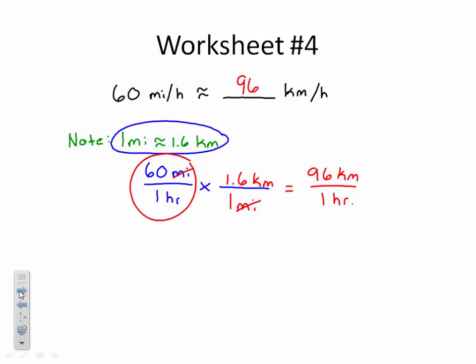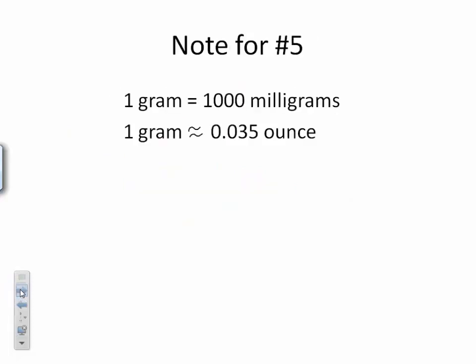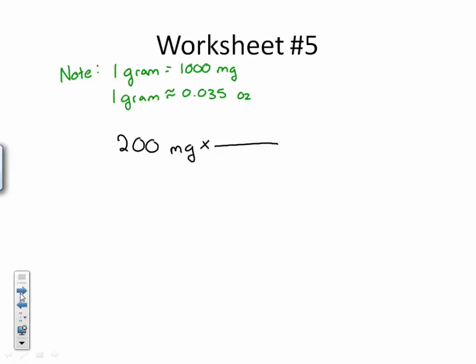Okay, now try number 5, which is a little harder. Keep in mind that you need to know these conversion rates. 1 gram equals 1,000 milligrams, and 1 gram is about 0.035 ounces. So see if you can set it up, and then I'll show you how to do it after you try. All right, hopefully you were successful and you can just skip through to the end and make sure you set it up right. But just in case you didn't, let's go ahead and try.